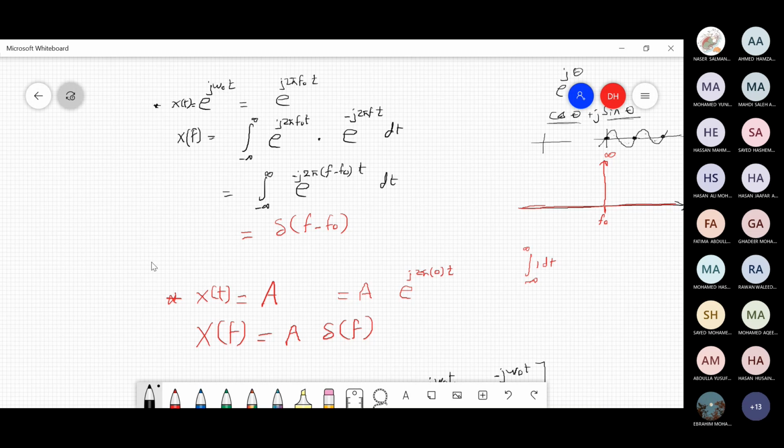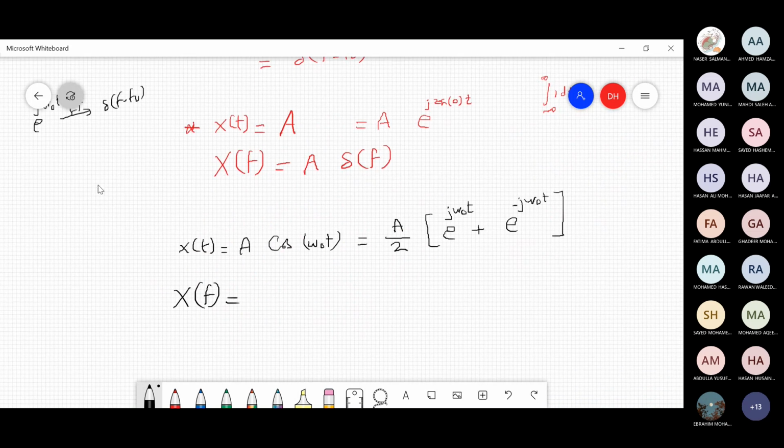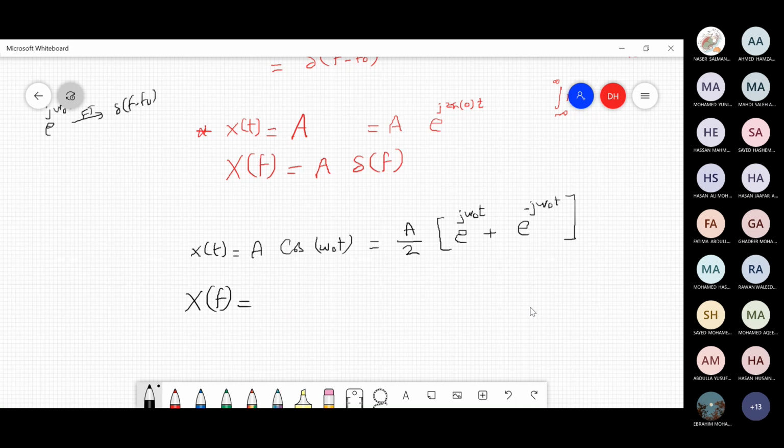If we have e to the power of j omega naught t, then the Fourier transform is equal to delta f minus f naught. So let me use the same result instead of using integration now. Then a over 2 is constant. From here, I will get delta f minus f naught, plus, from here, I will get delta f plus f naught.